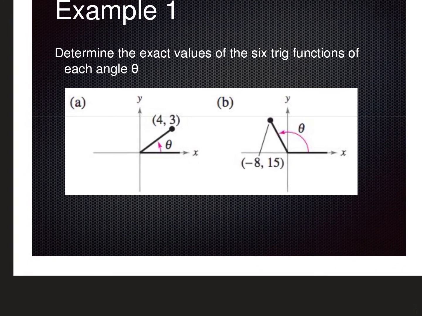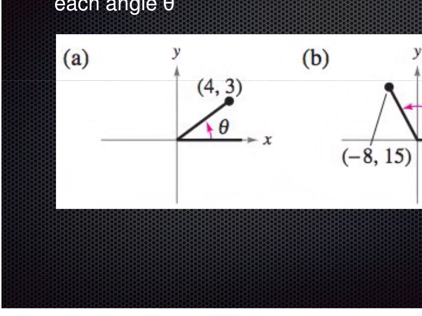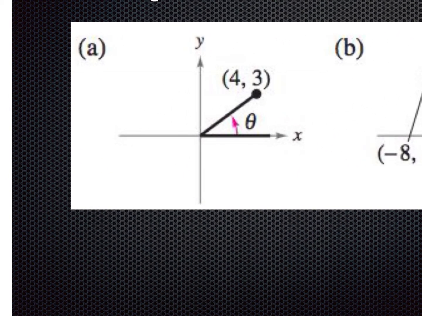All right, example 1, we're doing the same thing. We want to find our 6 trig functions. So for a, it gave us a point, (4, 3). So the 4 is my x, 3 is my y. I have to find my radius, r. So I'm going to do the Pythagorean theorem. So 4 squared plus 3 squared is equal to r squared. So 16 plus 9 is equal to r squared. So r is the square root of 25, so r is just 5.